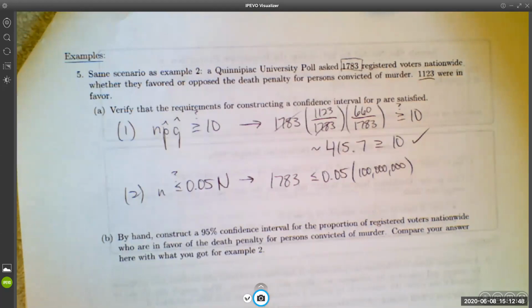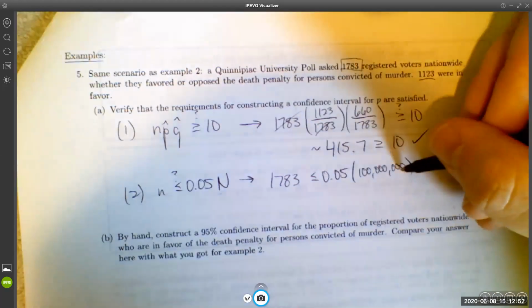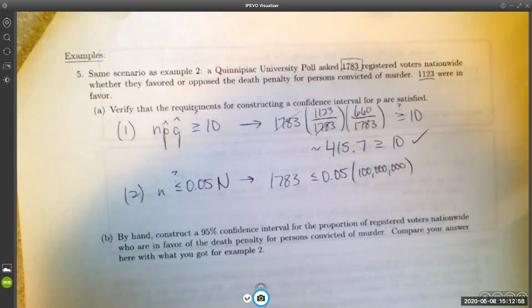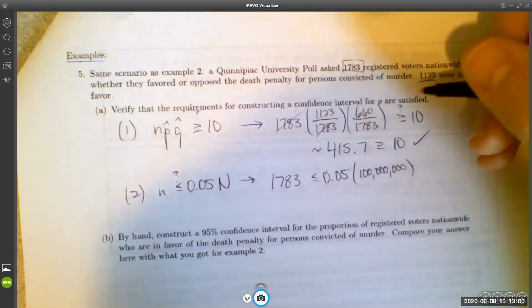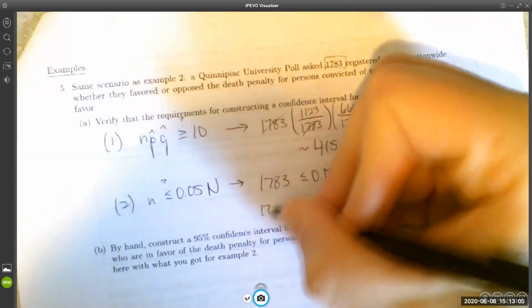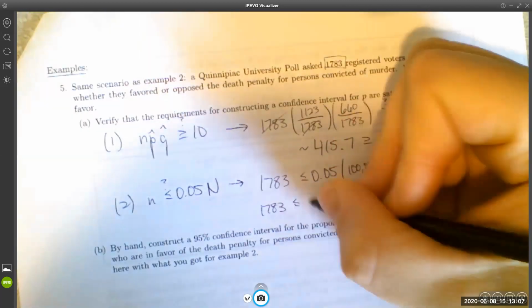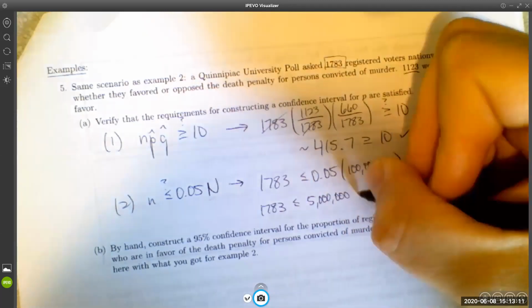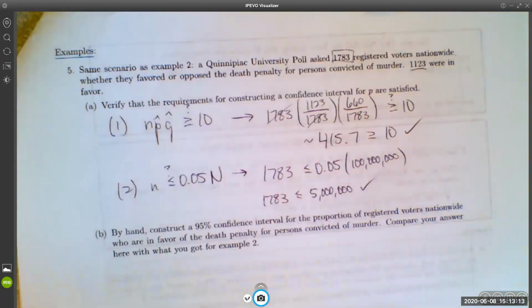So 5% of 100 million, well, 1% of 100 million would be 1 million, right? So 5% of 100 million is 5 million. And 1,783 is definitely less than or equal to 5 million, right? So that condition holds. All right, so those conditions hold up.